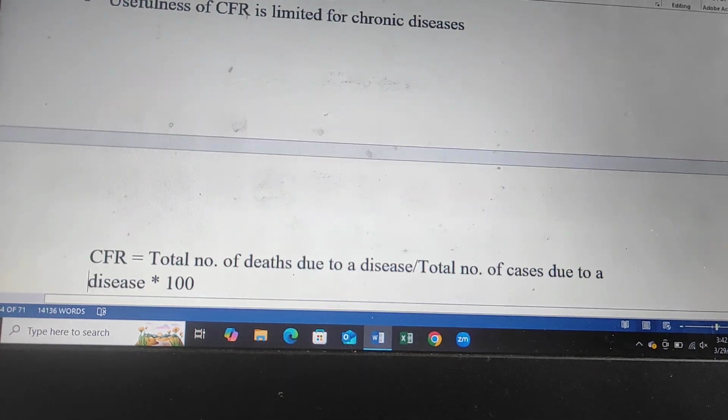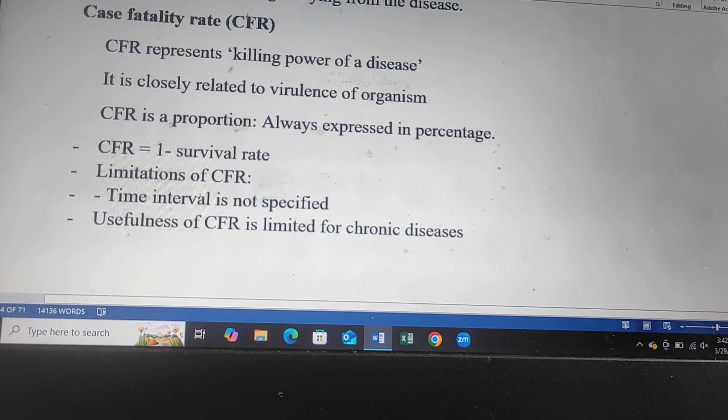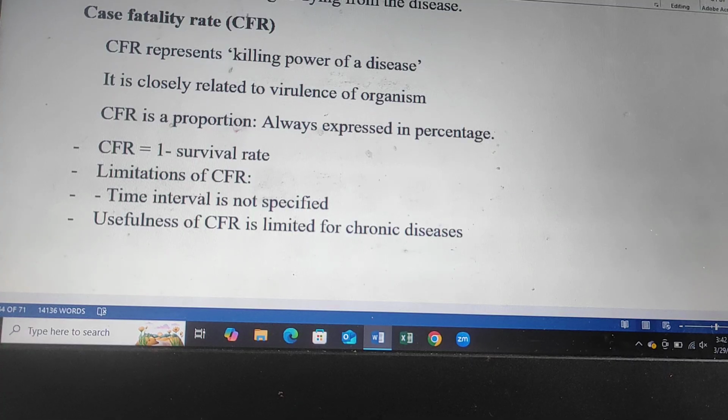Case fatality rate. Case fatality rate represents the killing power of a disease. It is closely related to the virulence of the organism. Case fatality rate is a proportion, always expressed as a percentage. Case fatality rate is equal to 1 minus survival rate. Limitation of case fatality rate: time interval is not specified. Usefulness of case fatality rate is limited for chronic diseases.